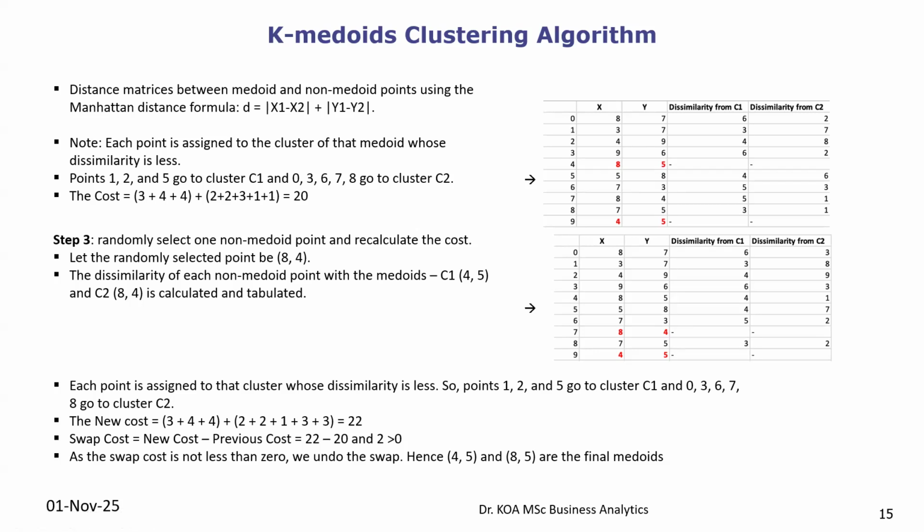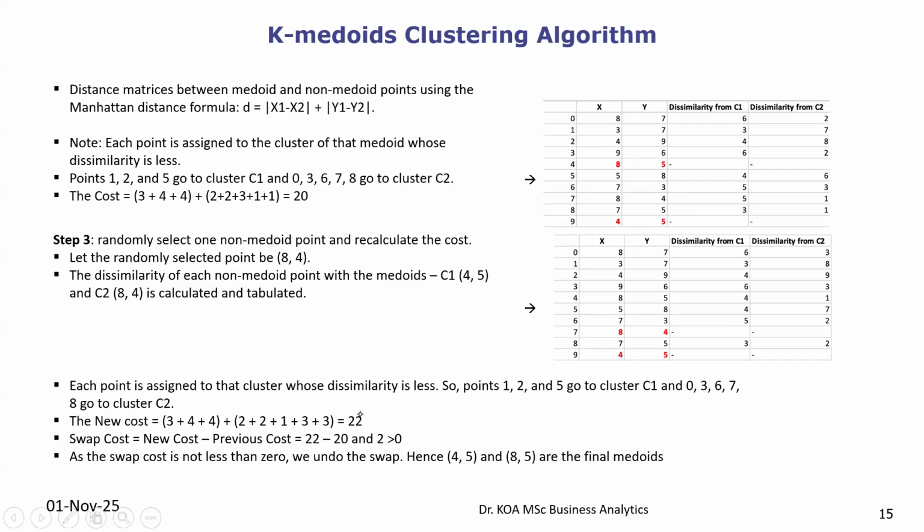Now, we can let that non-medoid point be the 8 and 4. And then you calculate the dissimilarity of each of the non-medoids to this one. Each point will be assigned to the cluster whose dissimilarity is least. So the points 1, 2, 5 will go to cluster C1, and the 0, 3, 7, or 6, 7, and 8 will go to cluster C2. And then from that, you calculate the new cost as well. If you calculate the new cost, you're going to get 22 for that one.